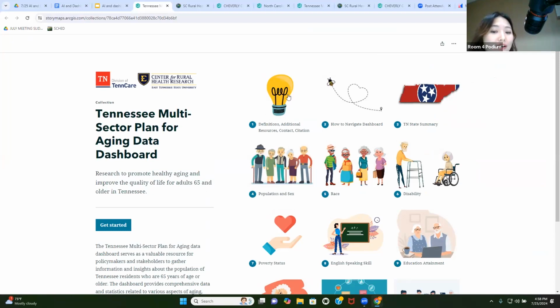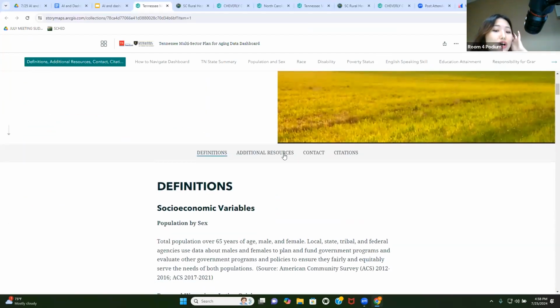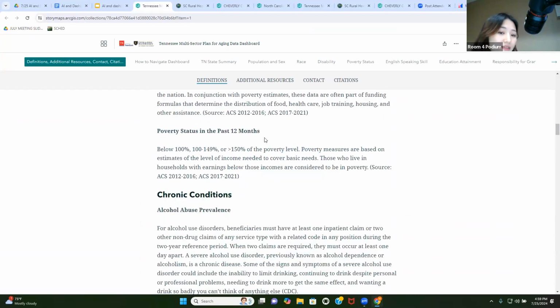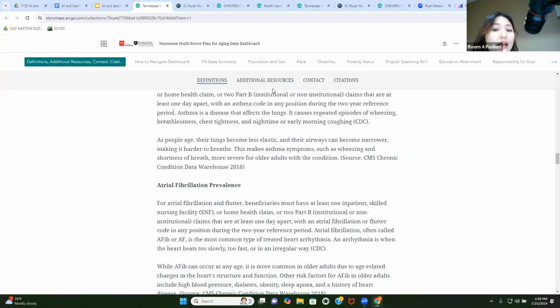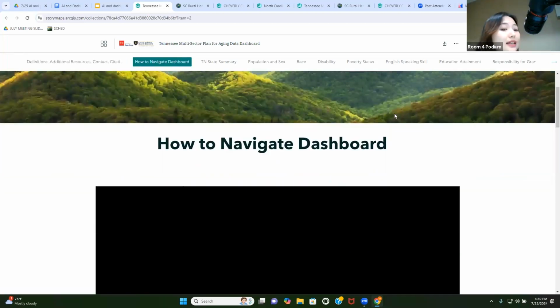And in this one, we have all definitions. It's metadata. I really care about the metadata and the documentation. And I put all definitions, where the data are from, and we put additional resources here, and we have how to navigate the dashboard, because this is for the aging population or for the general public or policymakers or organization leaders that are not familiar with technology. So we want to make it very user friendly. So we have videos to show.